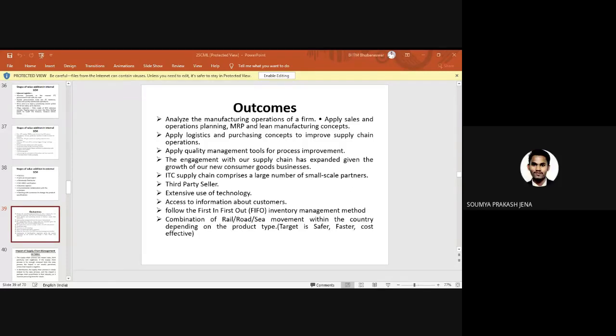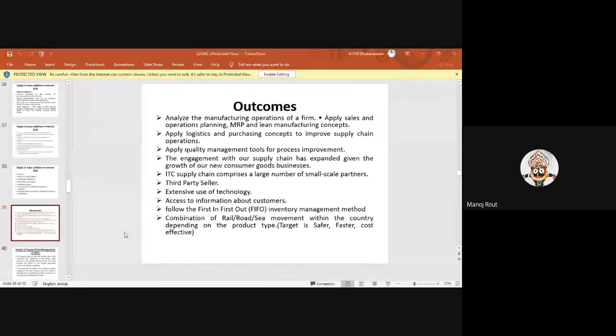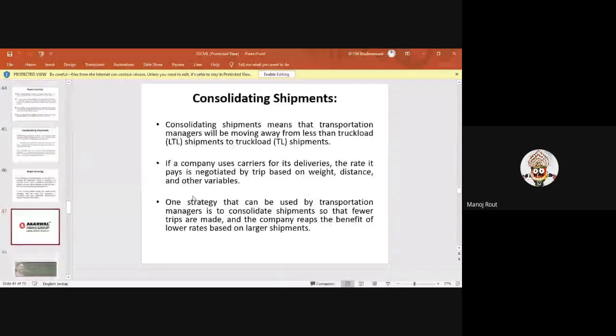Sir, we need an example on the service sector in SCM. Service sector, I will show the best service sector in the upcoming slide. Due to time constraint, I'm not showing those things, just quickly going through.